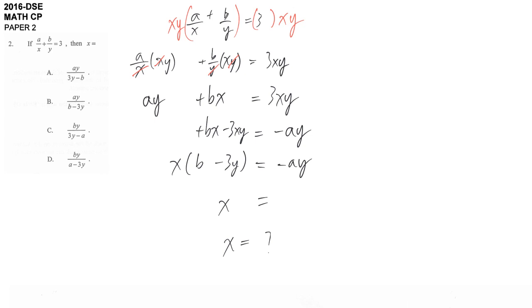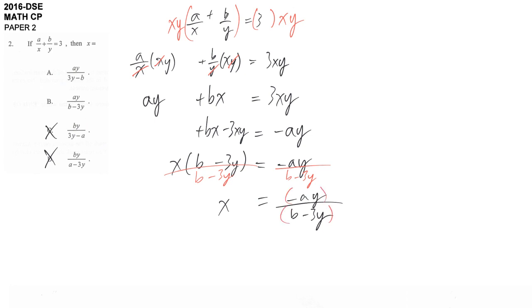So we divide both sides by b minus 3y because we want x only. That's why the answer is negative ay divided by b minus 3y. We try to find out any choice that fulfills our requirement. We don't have any choice exactly the same as our format here, but we have ay, so most probably it is A or B.